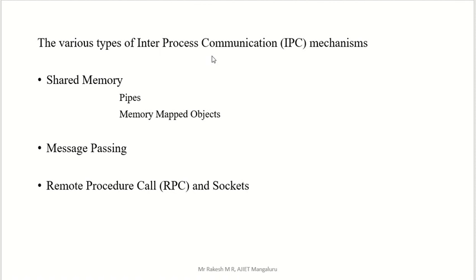Now the various types of inter-process communication. Intra-process means communication inside a process. But here they give inter, that means one process is communicating with another process. The P1 process communicates with the P2 process, P2 communicates with P3, and P3 communicates with P1. So when there is communication between processes, that is called an inter-process communication mechanism.